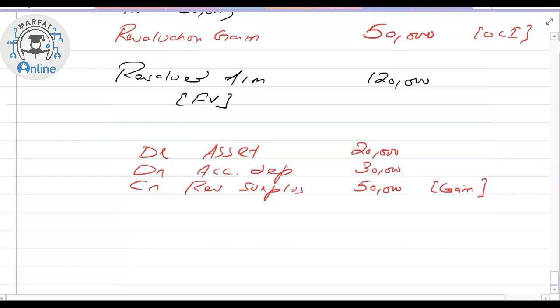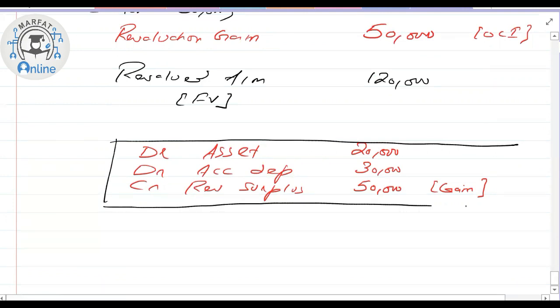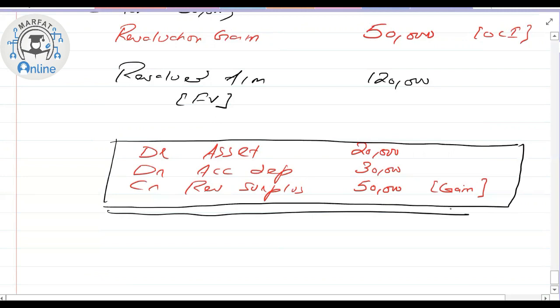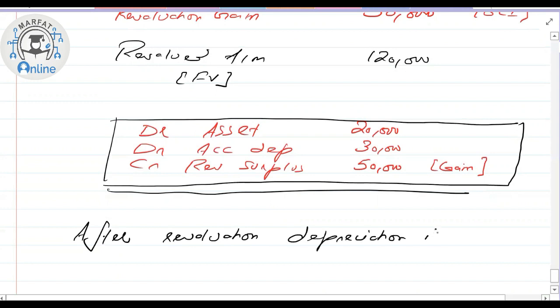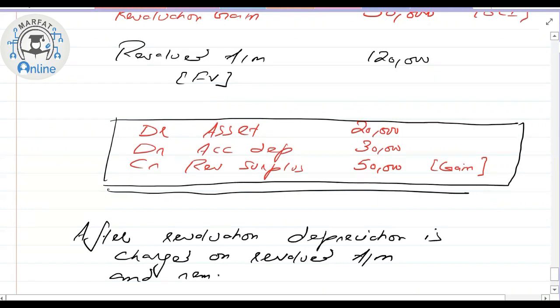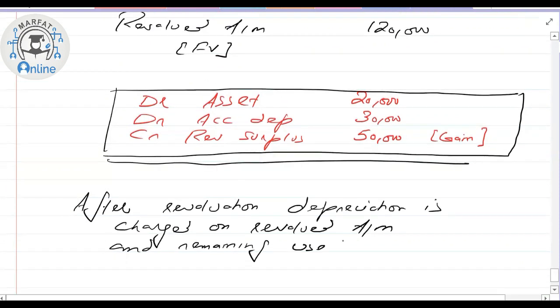So this is how we do the double entries of the assets: debit asset, debit accumulated depreciation, and credit revaluation surplus. Now why have we de-recognized the depreciation? Because after revaluation, depreciation is charged on the revalued amount and remaining useful life.